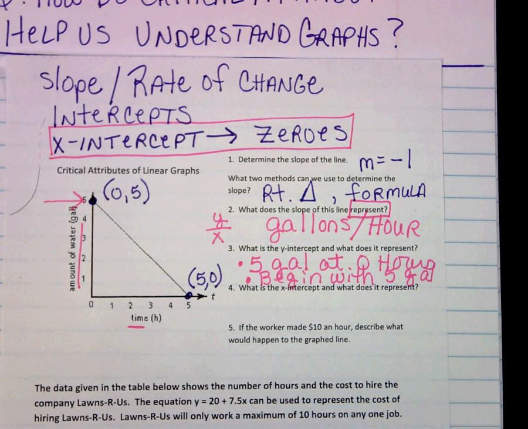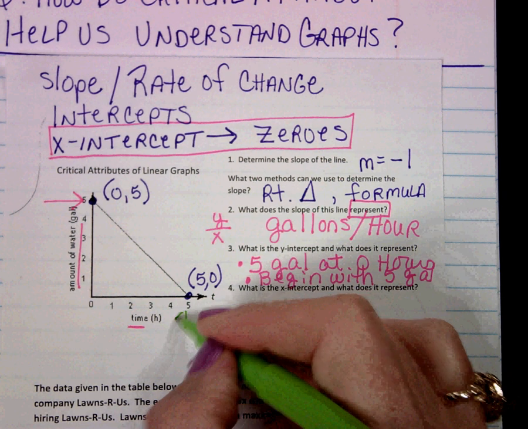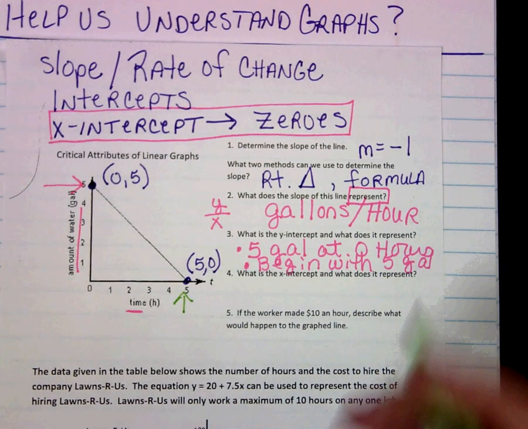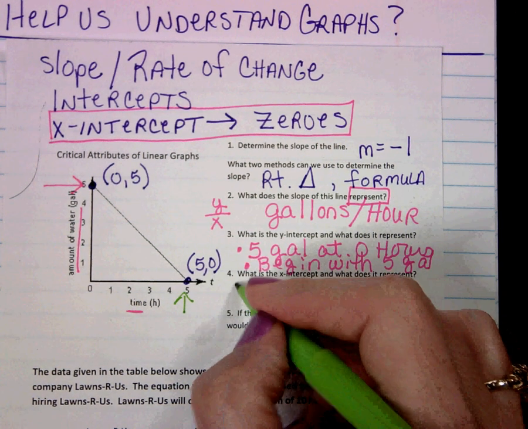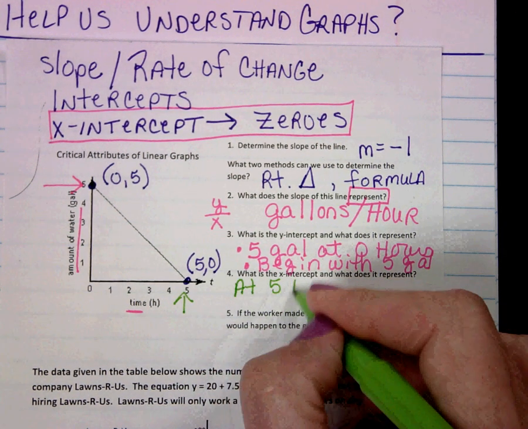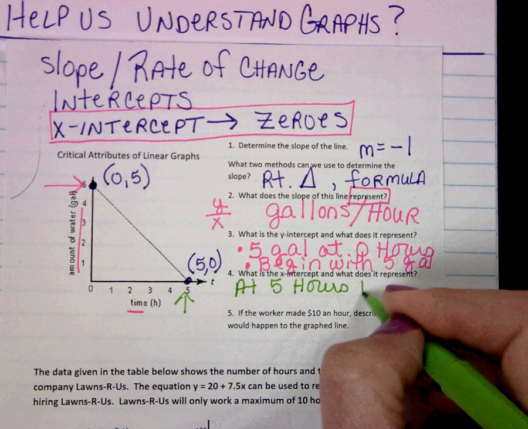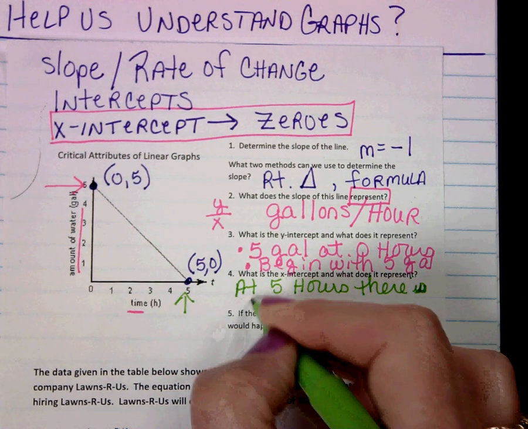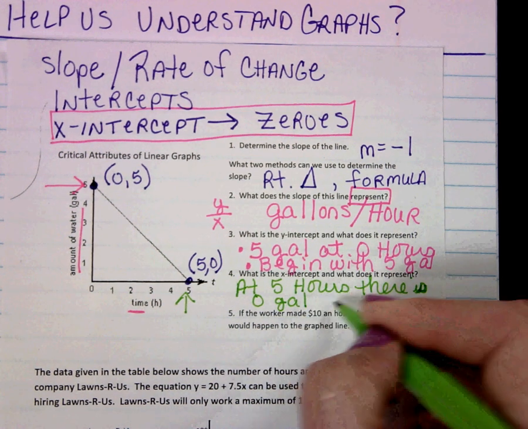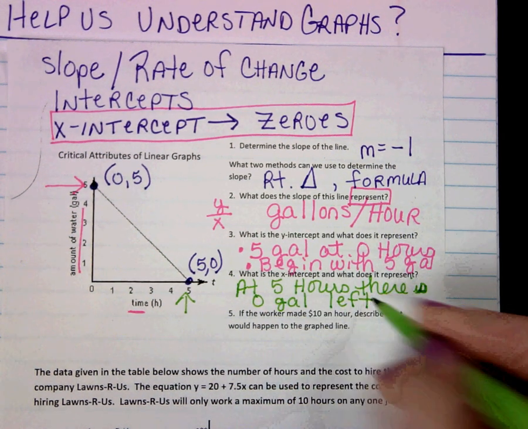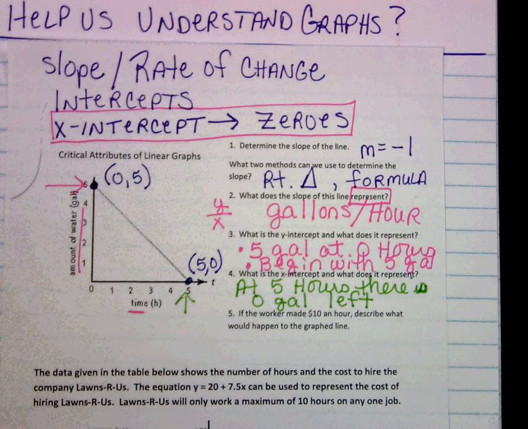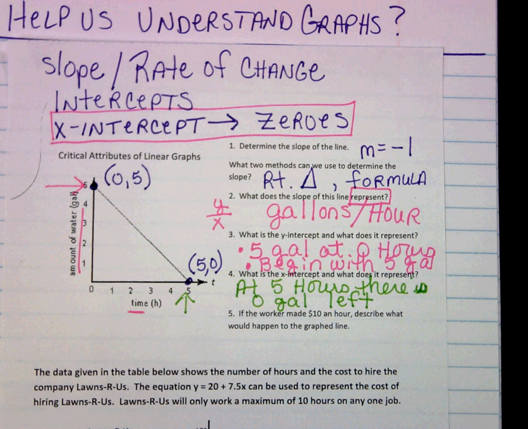The next question says, what is the x-intercept and what does it represent? Here is our x-intercept. It is at 5, 0, and it represents that at 5 hours there is 0 gallons left. Or we could say that it's when our tank is empty. If we're talking about a tank of something or a bucket, our bucket is empty at 5 hours.